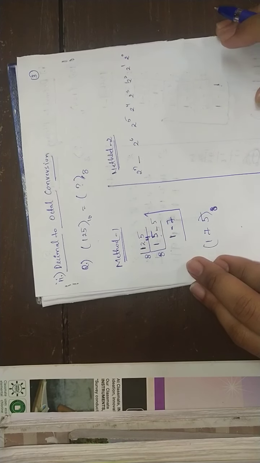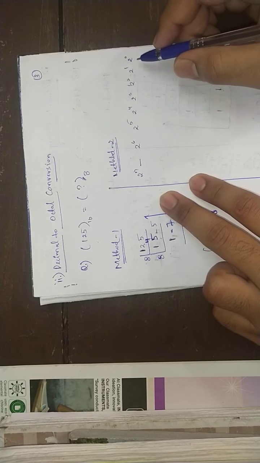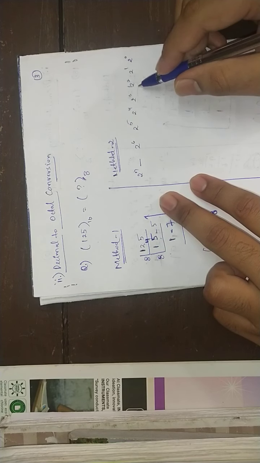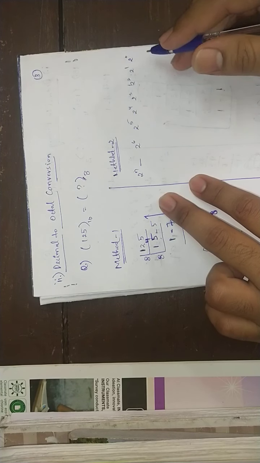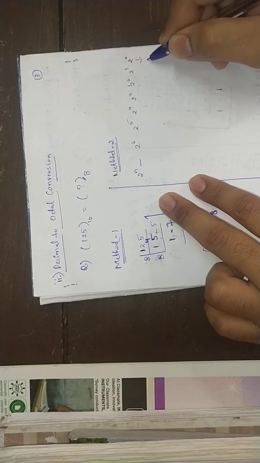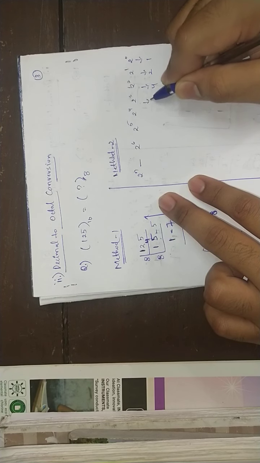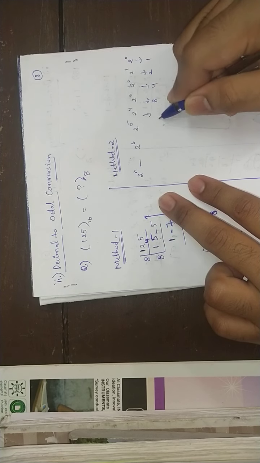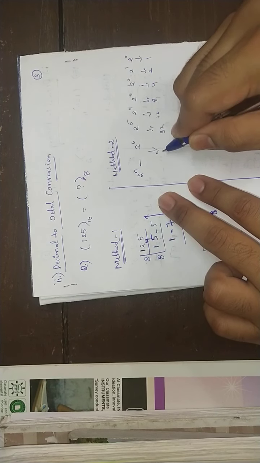Now I am going to tell you about method 2, where here I have written 2 power 0, 2 power 1, 2 power 2, 2 power 3, 2 power 4, 2 power 5, 2 power 6. Now the 2 power 0 value is 1, 2 power 1 value is 2, 2 power 2 value is 4, 2 power 3 value is 8, 2 power 4 value is 16, 2 power 5 value is 32, 2 power 6 value is 64.